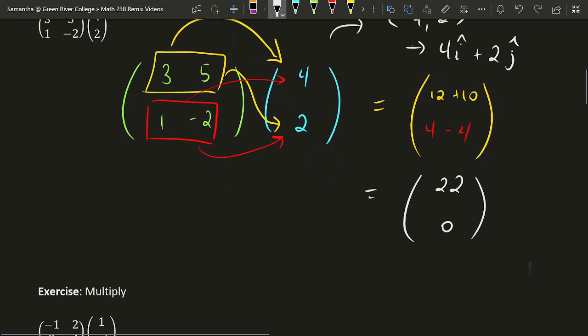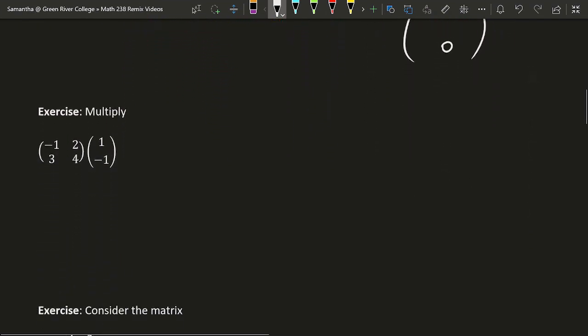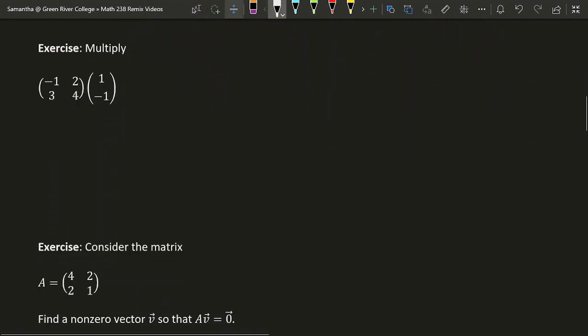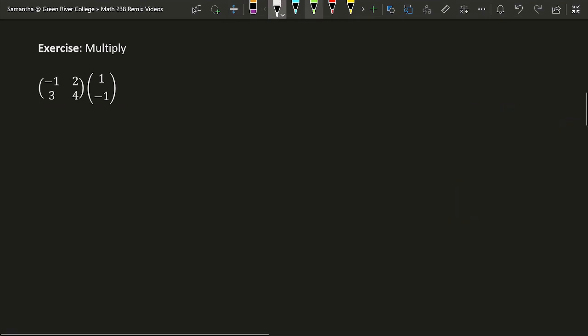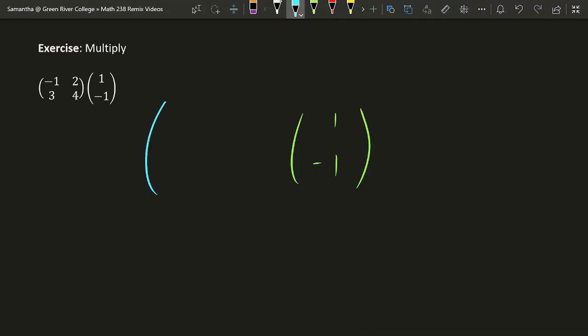Now let's do this one more time to make sure that we understand the method. Here, I would like to multiply the vector 1, comma, minus 1 by the following matrix. In the top row, negative 1, 2, and 3, 4 in the second row.